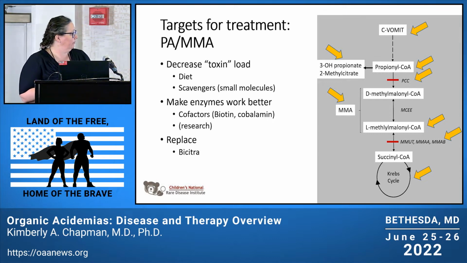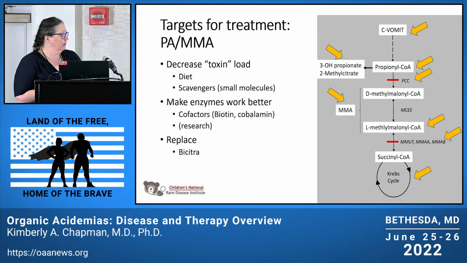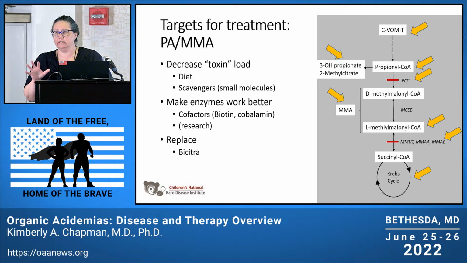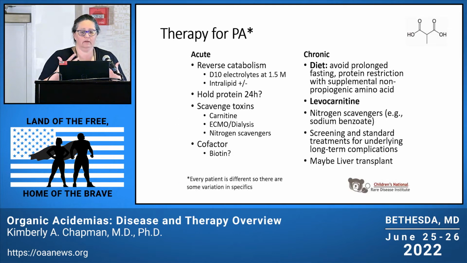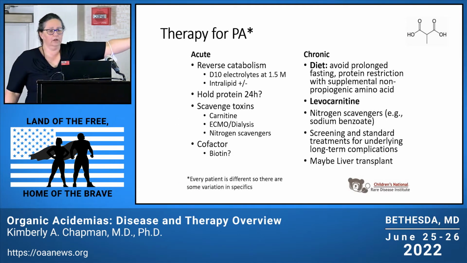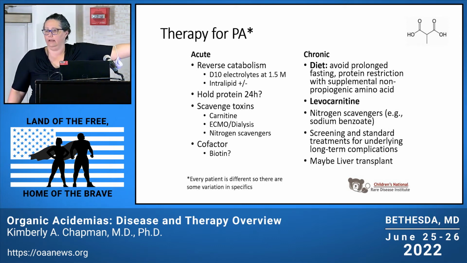And the replace, well, currently we're replacing into the Krebs cycle, and what we're doing is we're using a lot of Bicitra. And Bicitra has citrate in it, and this allows us to put something into the Krebs cycle. Interestingly, the Krebs cycle is more complicated than what you learned in high school biology. Okay, so specific therapies. So in the acute phase, we're going to try to reverse catabolism, right? Here's our D10 electrolytes at 1.5 maintenance.